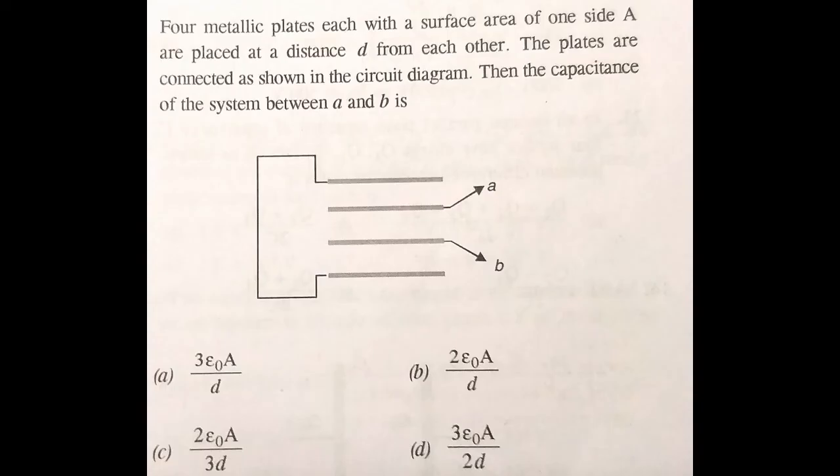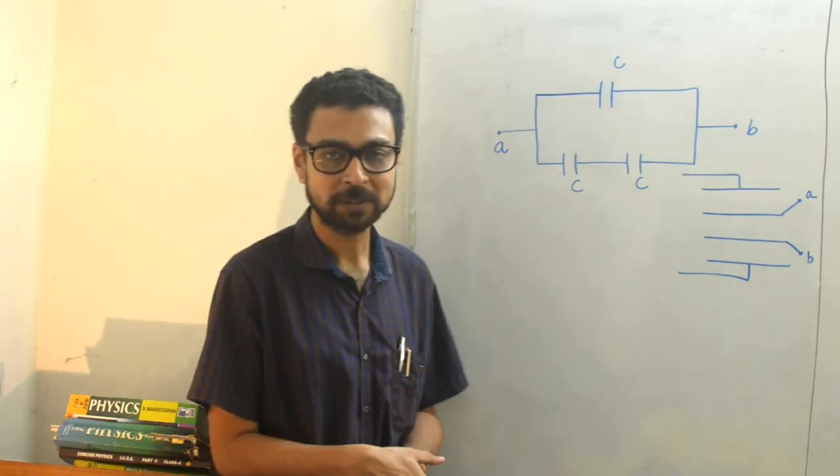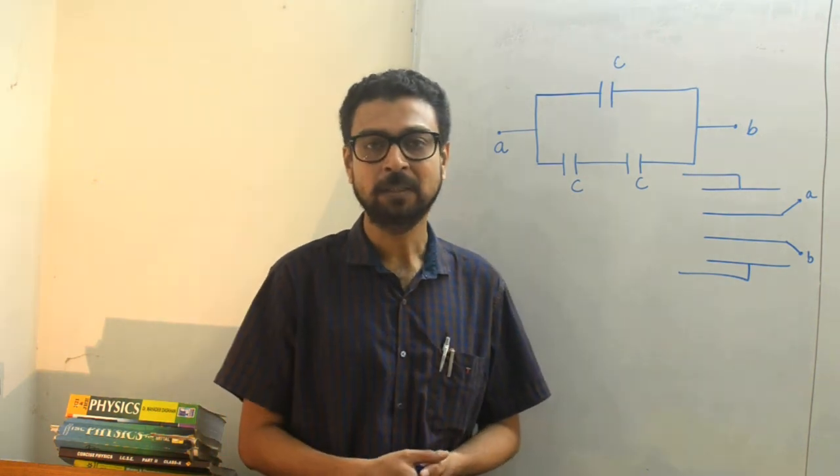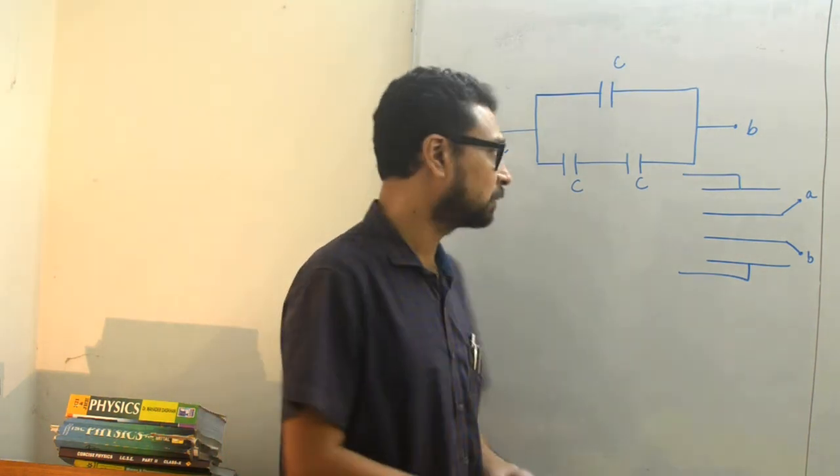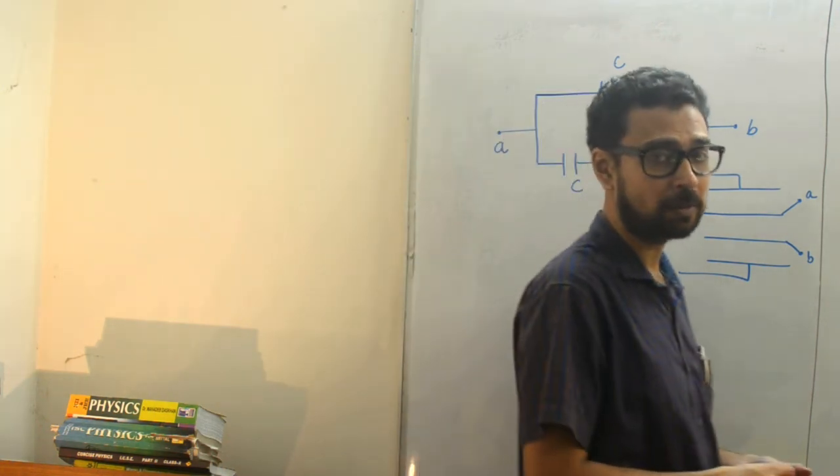Here is the problem. It contains 4 metallic plates with a surface area of A and separation D, and the plates are connected as shown in the figure. It's connected to two terminals A and B, and we have to calculate the capacitance of the system between A and B. Please do copy this in your classwork and we'll solve this now. I hope you have written the problem and the picture in your classwork.